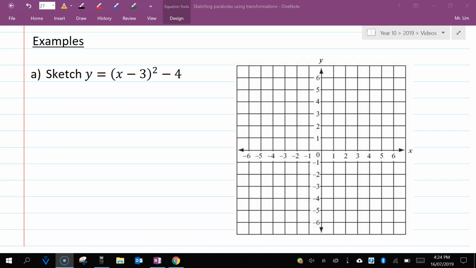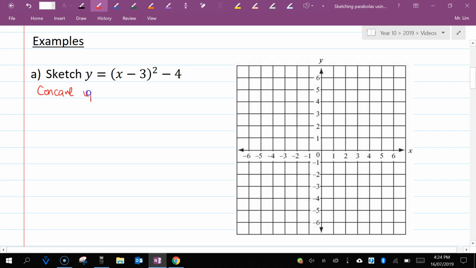So, in this question, the first thing to ask yourself is, is it concave up or down? Well, because x squared is positive, there's no negative sign, it's going to be concave up. So I'm just going to write that down. Concave up. The next thing to do is work out the turning point, the vertex. Because it's going to move to the right 3, and then it's going to go down to minus 4, the turning point is (3, minus 4). So let's just put that in right now. (3, minus 4) is right here. That's the turning point.